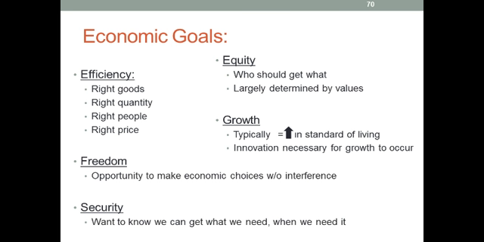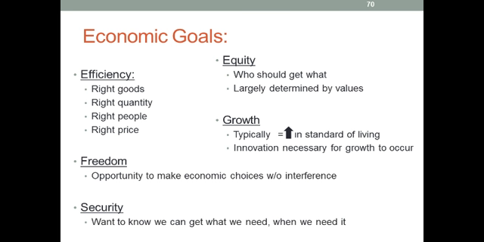So what are some general economic goals that we have? Well, there's efficiency, and that involves the right goods, the right quantity, right people, and right price. All right, all those rights are going to allow for efficiency to happen. We care about freedom, the opportunity to make economic choices without interference. We also want security. We want to know we can get what we need when we need it. Now, very often, freedom and security come into conflict. There's equity, who should get what. This is largely determined by values.